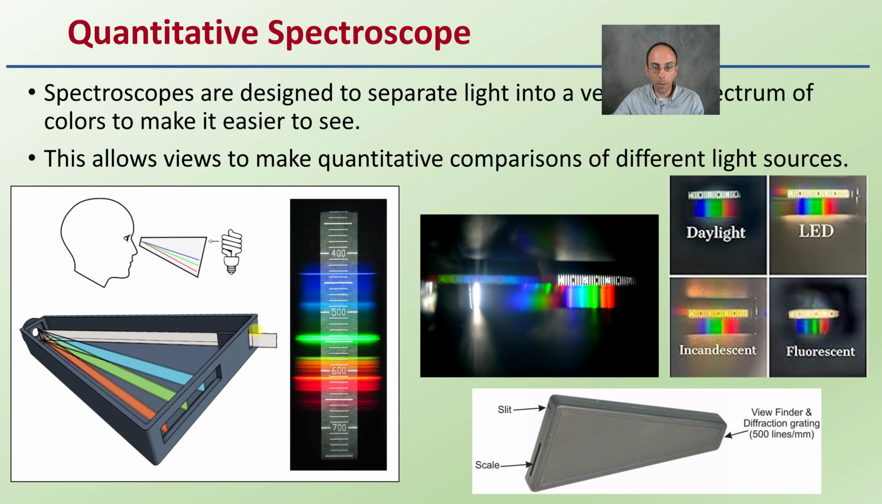Essentially, there's a small slit here that allows some light to come in. It's basically being separated and you're looking at this area here. So this is where the light's coming in, but you're looking over at this area, and this is able to show those different bands of different colors.